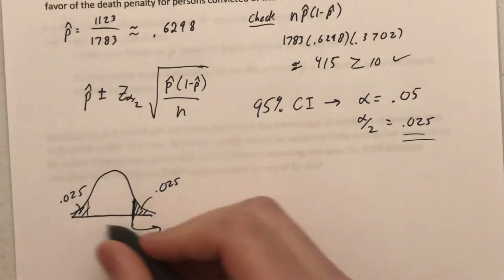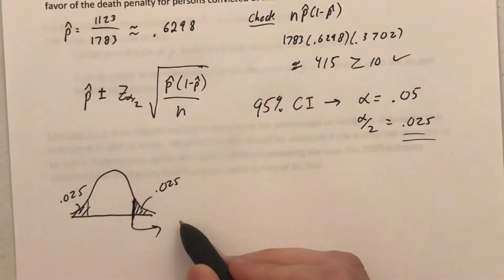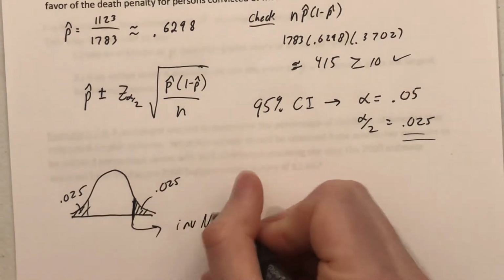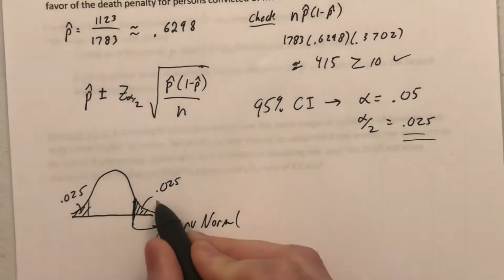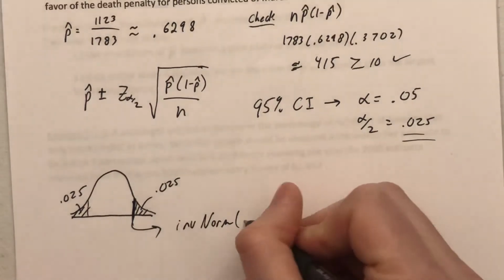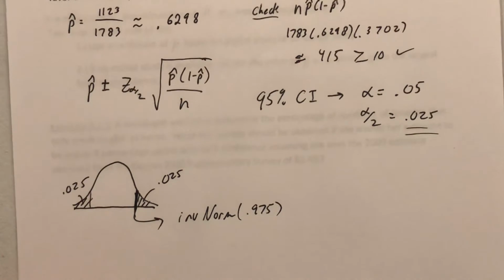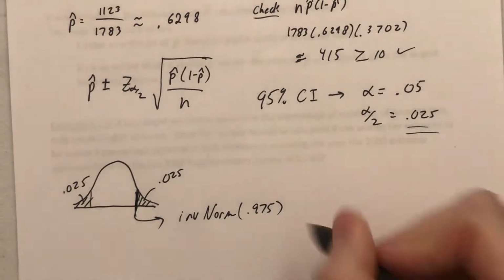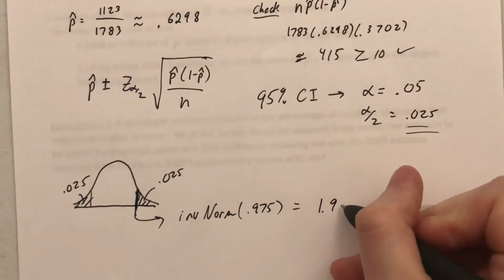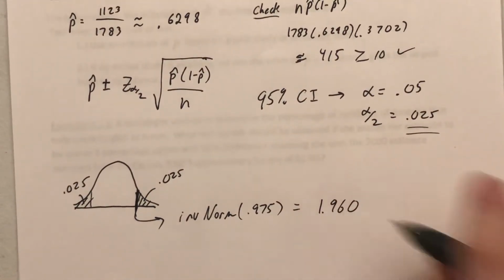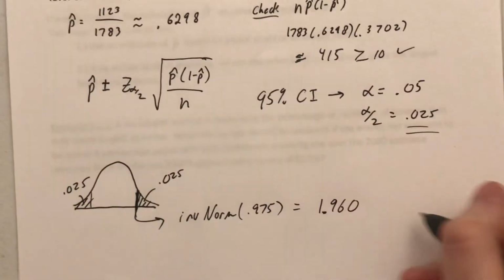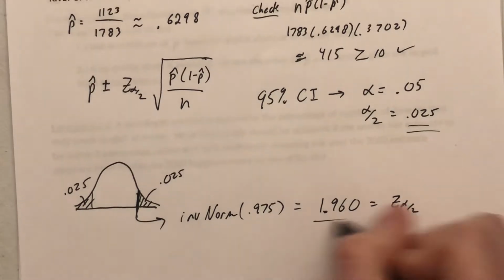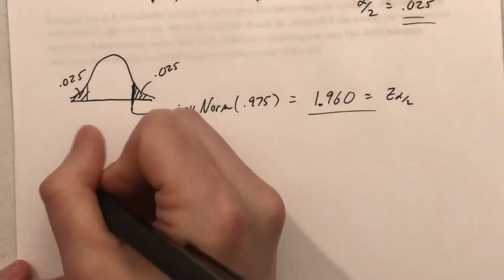Now, remember, this is from the last chapters. If you've got a normal curve and you know area, we need to know the area to its left to use inverse norm. Well, if 0.025 is the area to its right, then 0.975 is the area to its left. So we can do inverse norm of 0.975 and get 1.9. If I go 3 places, it still rounds, so 1.960 as our value of z alpha over 2. And once we have that, we can throw all these numbers into our formula.